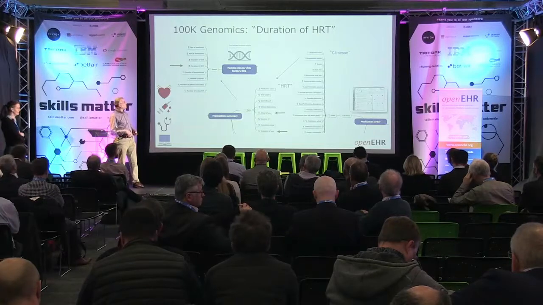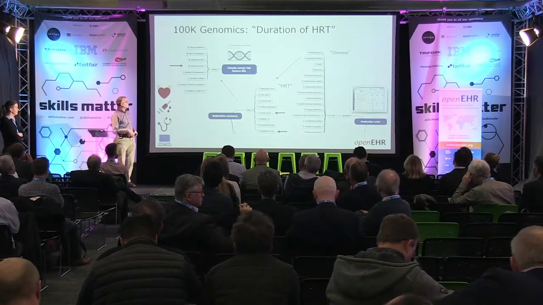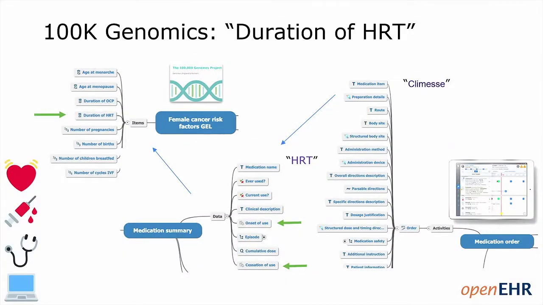And just as an example, here's a very simple example from the 100K genomics project. We've got, if you like, the requirement for the output to send to GEL. They have a question called duration of HRT, hormone replacement therapy. Where does that come from? Well, it might come from a medication summary archetype.